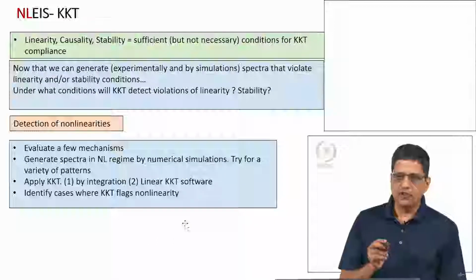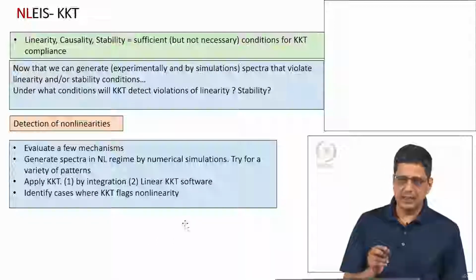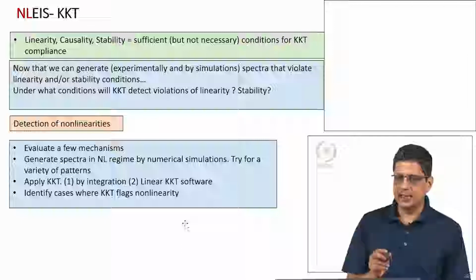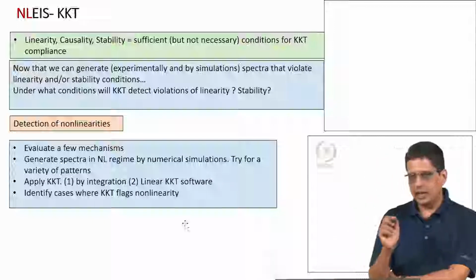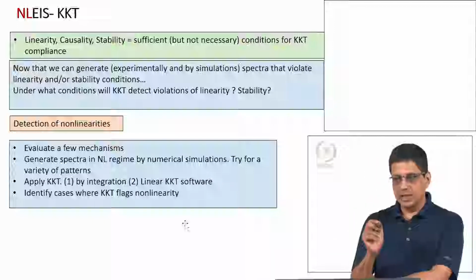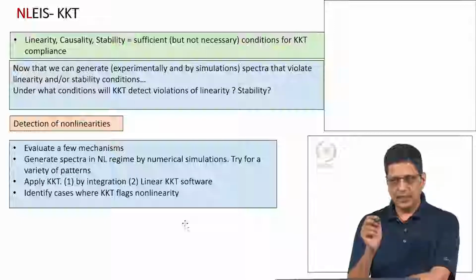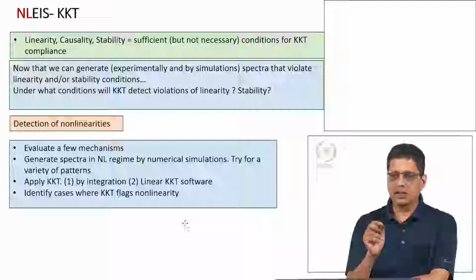So, just to refresh your memory, if the system is linear, causal and stable, then the resulting spectrum will be KKT compliant, but it is a sufficient condition, not a necessary condition for KKT compliance. What it means is, it is possible that you may have a nonlinear system and that might be KKT compliant. If the system is linear, stable, causal, it is guaranteed to be KKT compliant, but just because some response says that it is KKT compliant does not mean it has come from a system which is linear, causal and stable.